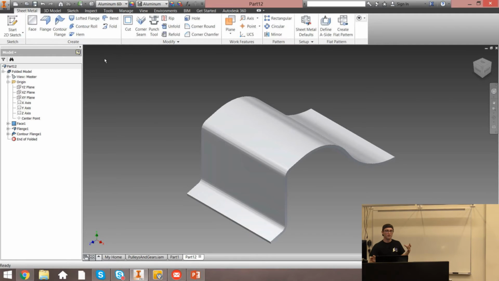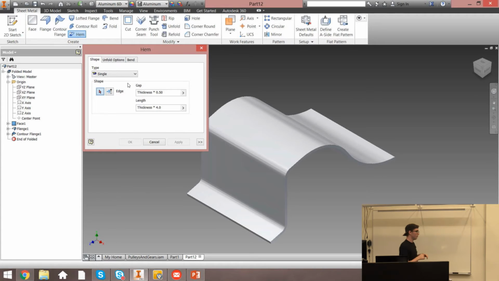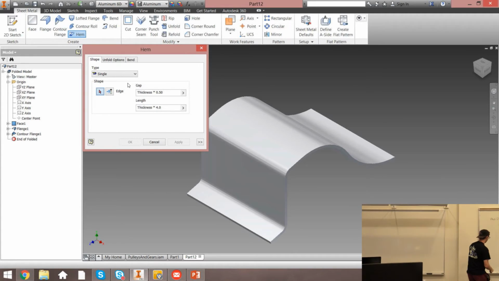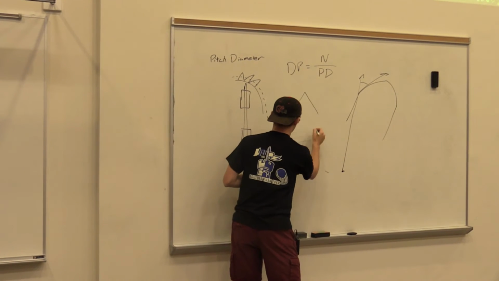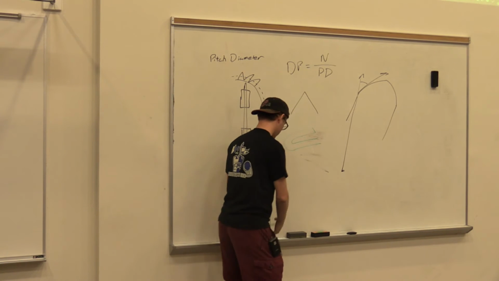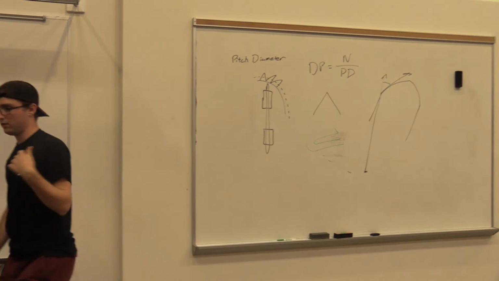Contour roll, nothing really interesting. I would recommend you guys go view it, but it's not too critical. Lofted flange, I think that's pretty obvious. It's basically a loft. But hem is kind of useful. Sometimes you see on parts where it'll just do this really quick little bend. What if you need to recreate that? You've got this hem. You've got a few different options: single, teardrop, rolled, and double hem.